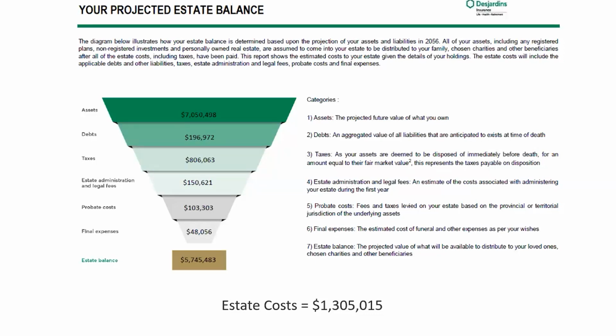But what you'll see is of course, all of those costs that clients often don't think about, the taxes being the biggest share for the most part, estate, admin, and legal fees based on the percentages we've added, the probate, final expenses, which we've determined. So now here we're working with an estate need of 1.3 million, right?